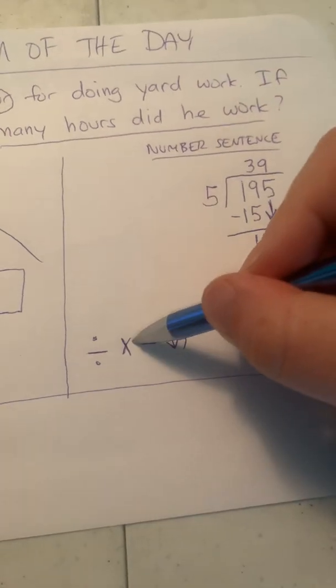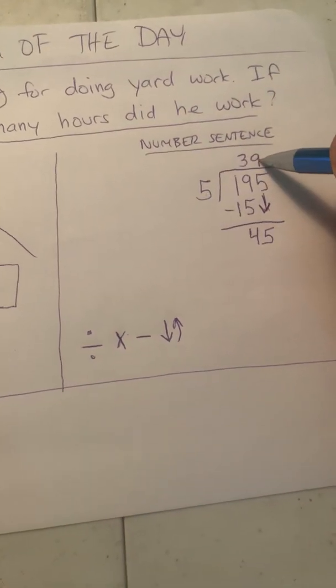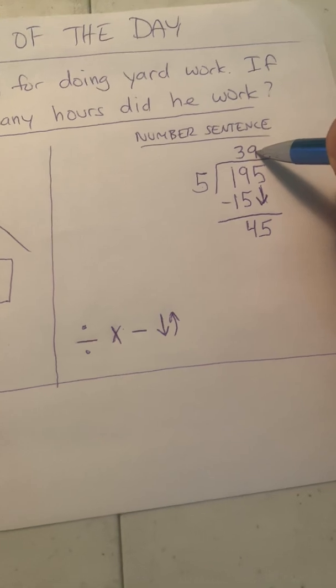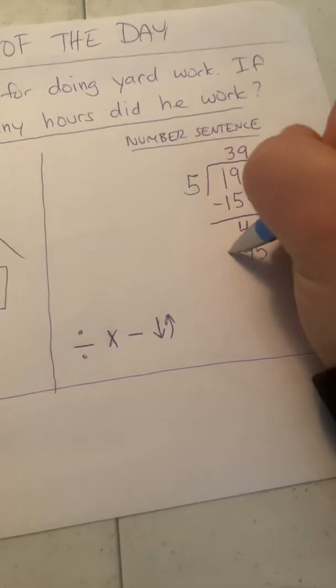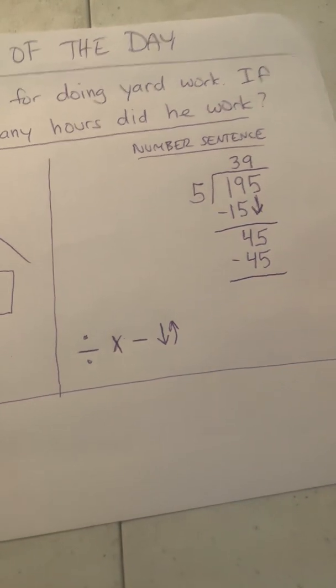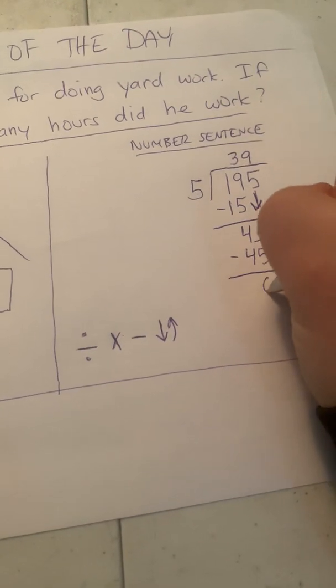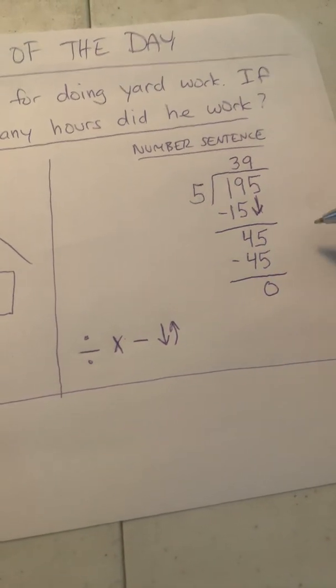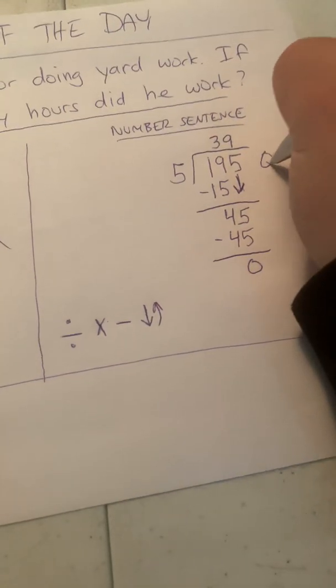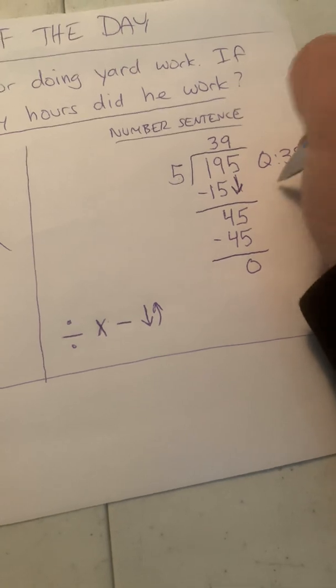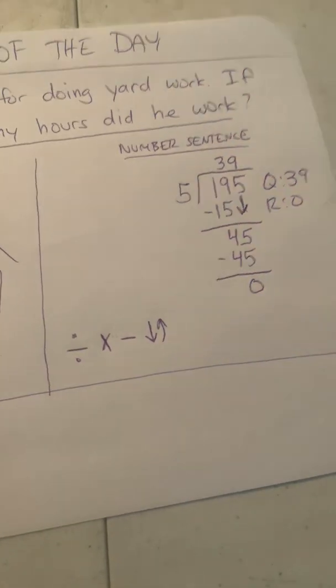Because I know when I multiply 5 times 9, which is the number I just put up top, that's going to be 45. Now I subtract. That's a pretty easy subtraction problem. I know 45 minus 45 is 0. And since I have no more numbers to bring down, I am done. So my quotient is 39, with a remainder of 0.